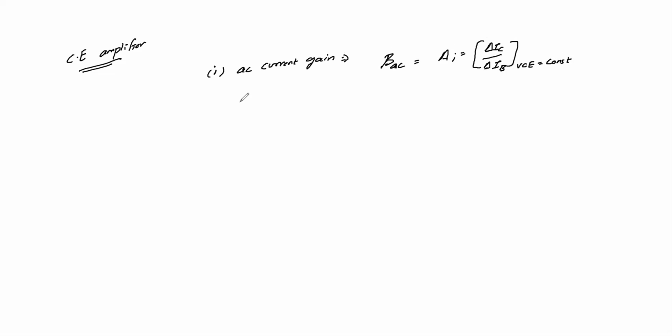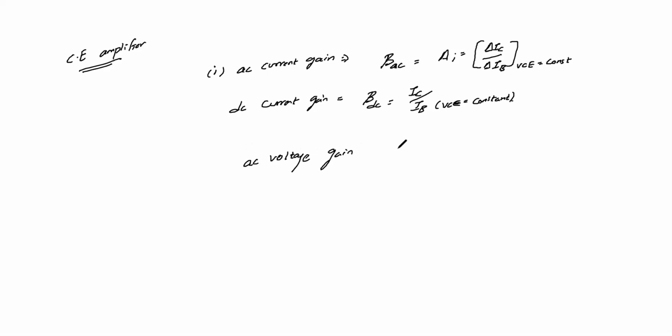Next one is your DC current gain. For DC current gain, it will be stable without any variation. So beta DC is equal to IC by IB, keeping VCE constant. And the third one is your AC voltage gain. I'll take it as AV, AV is equal to del VCE by del VBE.